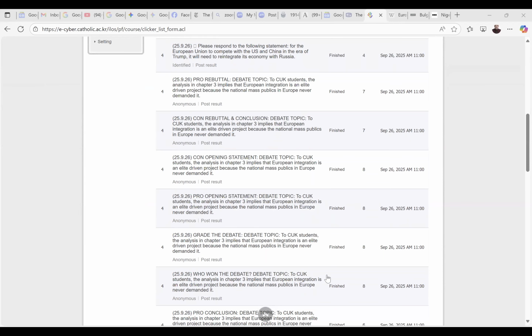And let's see, settings, whatever. So you can see here the votes. So please go ahead and vote if you haven't voted, particularly vote on opening statement, presentation style, rebuttal, conclusion, use of week's reading material, and also particularly on grade the debate and who won the debate. So please grade the debate and vote on who won the debate, and do that before class ends.